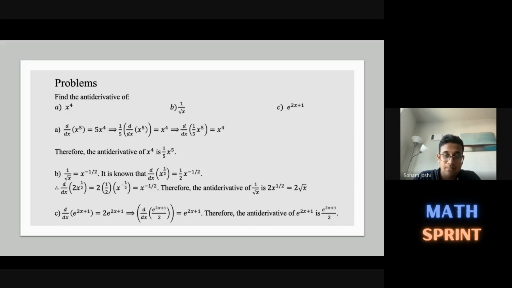Now part C. The antiderivative of e to the power of 2x plus 1 is e to the power of 2x plus 1 divided by 2. Remember, e is the natural exponent.